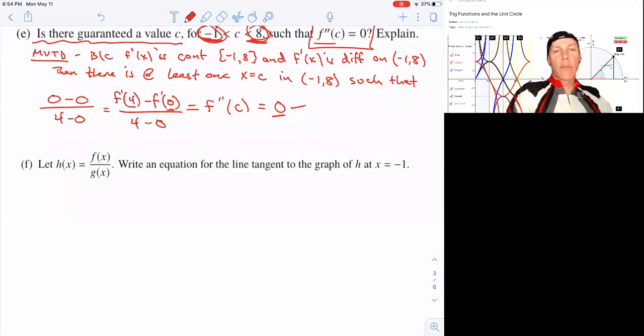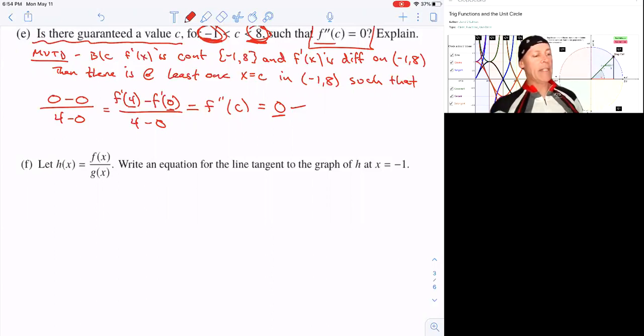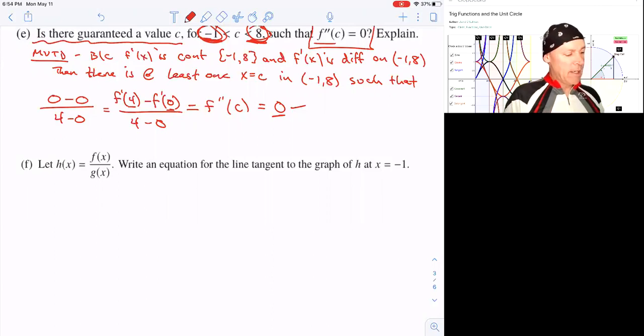All right, guys, we're in the home stretch, looking at the last part of the first question. It's asking, let h of x equal f of x over g of x. Write an equation for the line tangent to the graph of h at x equals -1. Oh my gosh, here we go again. Done this a bazillion times.